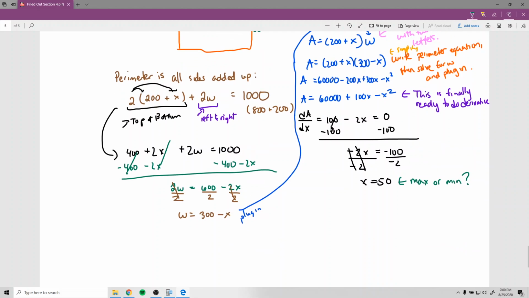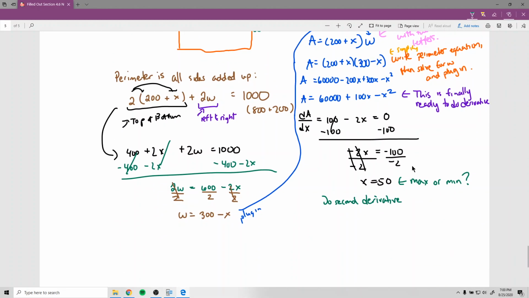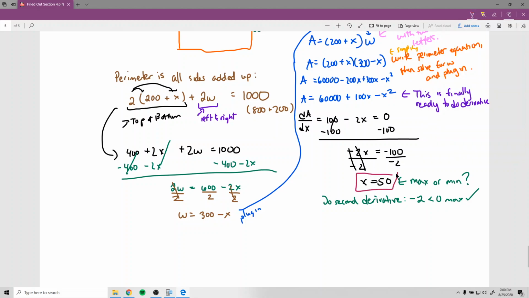So now, like we checked the other ones, we do the second derivative. And because we're looking for what are we looking for here? We want the greatest possible area. We want to maximize. So we once again hope the second derivative is negative, and it is. The derivative of 100 minus 2x is just negative 2. So it is a max. After all that work, see the calculus part is the quick part, which is the case a lot of times in word problems. But we got x equals 50.